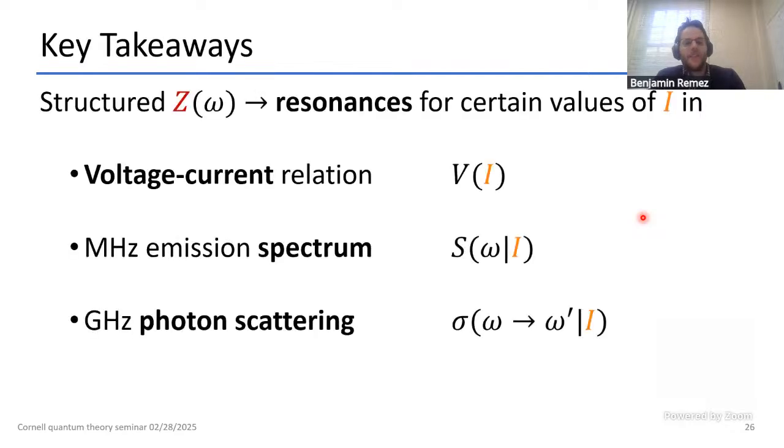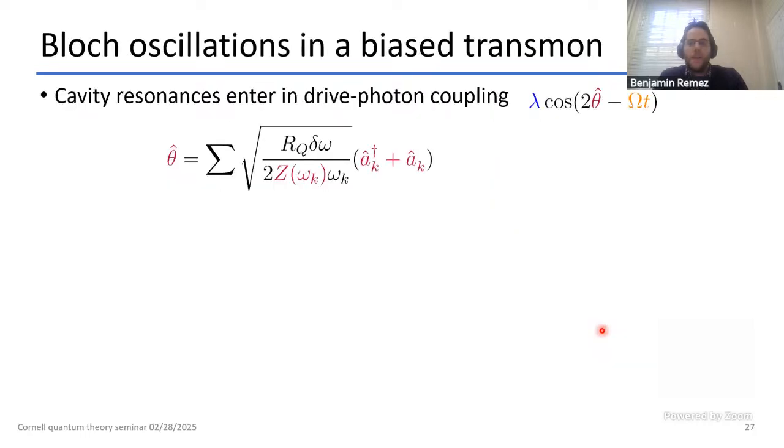And so, again, to emphasize the key takeaway is that if you have a structured impedance with some resonance frequencies, it leads to resonances for certain kinds of your bias currents in various quantities that you can measure. So one would be the voltage current relation. Second is if you apply current, you'll see photons coming out of this transmission line, and there will be peaks due to these resonances in the spectrum of photons. And third, you can send photons in and scatter them off the junction. And the scattering cross-section will also have resonance-like dependence on the current you're using to bias your junction. Any questions so far?